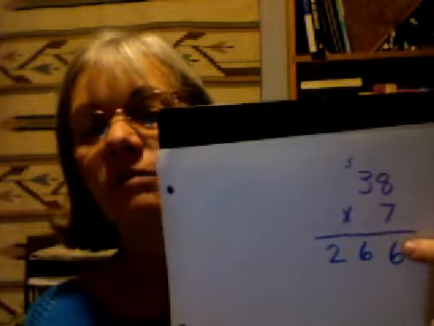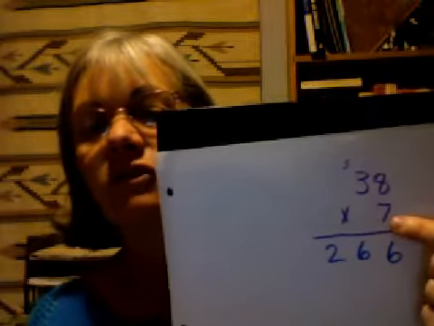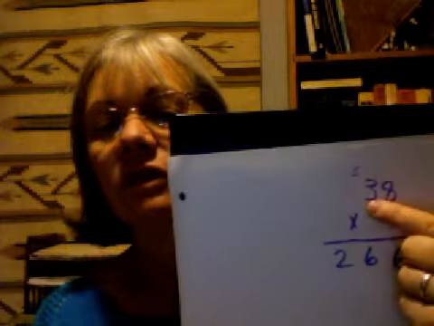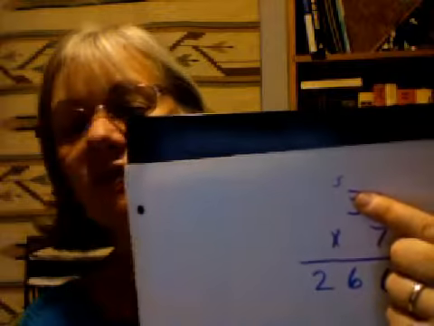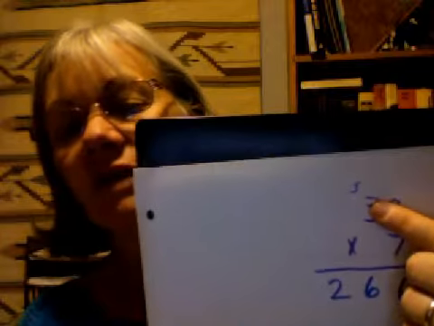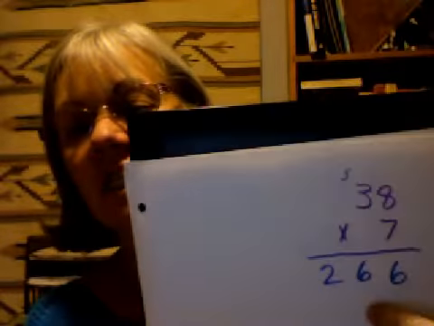Next, we multiply the tens. 7 groups of 30 is 210. Add the 50 on from our regrouping before in the ones column. Now we have 260, and that's our answer.